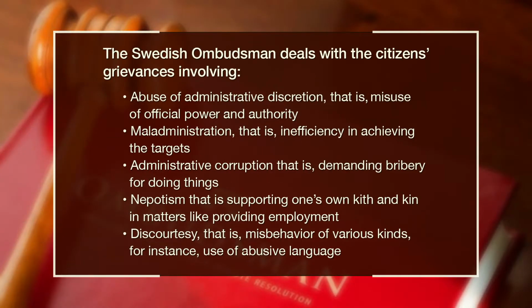The Swedish Ombudsman deals with the citizen's grievance which involve abuse of administrative discretion, that is, the misuse of official power and authority; maladministration, that is, inefficiency in achieving the targets; administrative corruption, that is, demanding bribery for doing things; nepotism, that is, supporting one's own kith and kin in matters like providing employment; and discourtesy, that is, misbehavior of various kinds, for instance, use of abusive language.